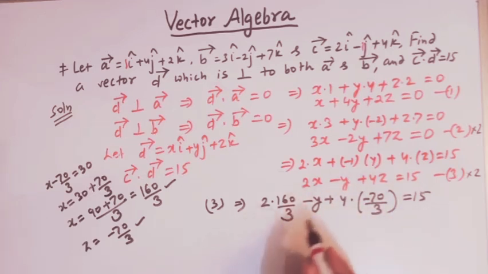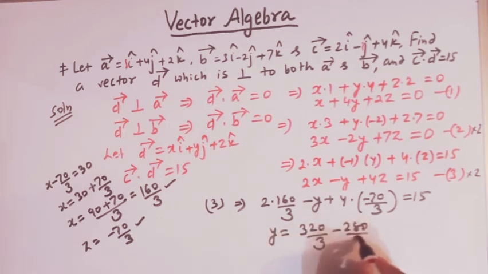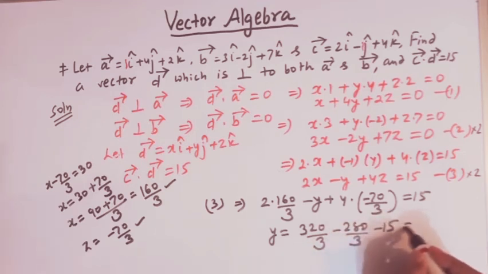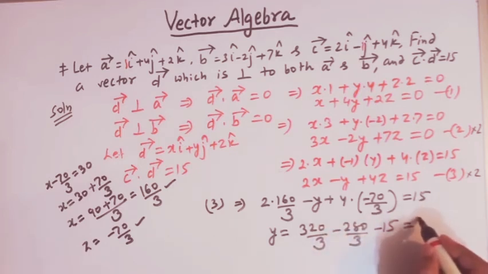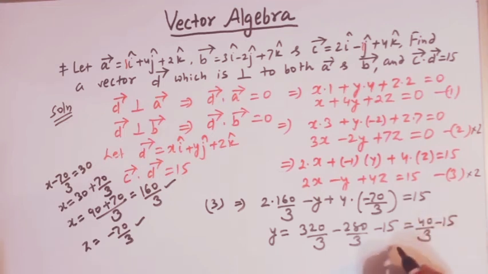Now if we solve this equation, we get y is equal to 320 by 3 minus 280 by 3 minus 15, and this is equal to 320 minus 280 is 40 by 3 minus 15, and this is 40 minus 45 by 3, and that is equal to minus 5 by 3, right?